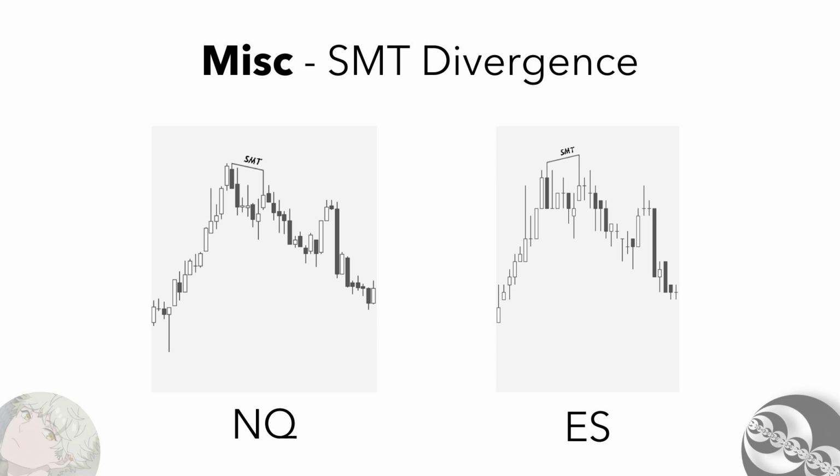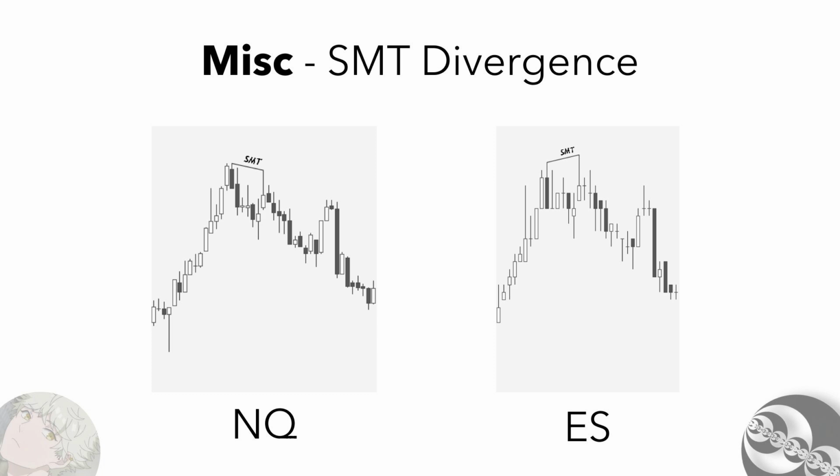When NQ and ES don't show correlation, in other words, the two move in different directions, then it may be an indication that one of them is lagging behind and will soon reverse in price. In order to see this correlation in the charts, you can look at the swing highs and swing lows. If, for example, NQ makes a swing low, then a lower low, but ES makes a swing low, then a higher low, then that is showing the lack of correlation and would be considered SMT.